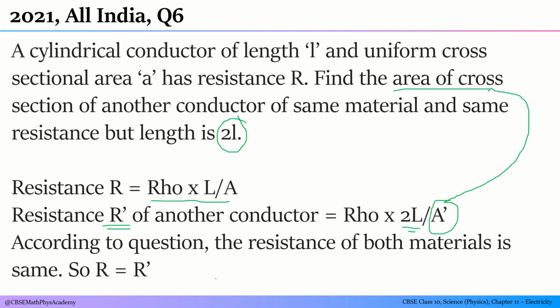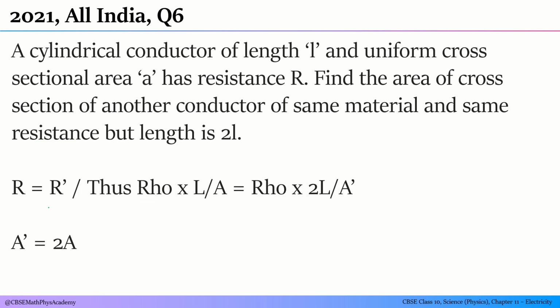According to the question, the resistance of both materials is the same. So what it says is same material and same resistance. So I'm going to equate both: R is equal to R dash. And even the resistivity is the same, because of the same material. So when I put R is equal to R dash, rho into L by A is equal to rho into twice L by A dash.